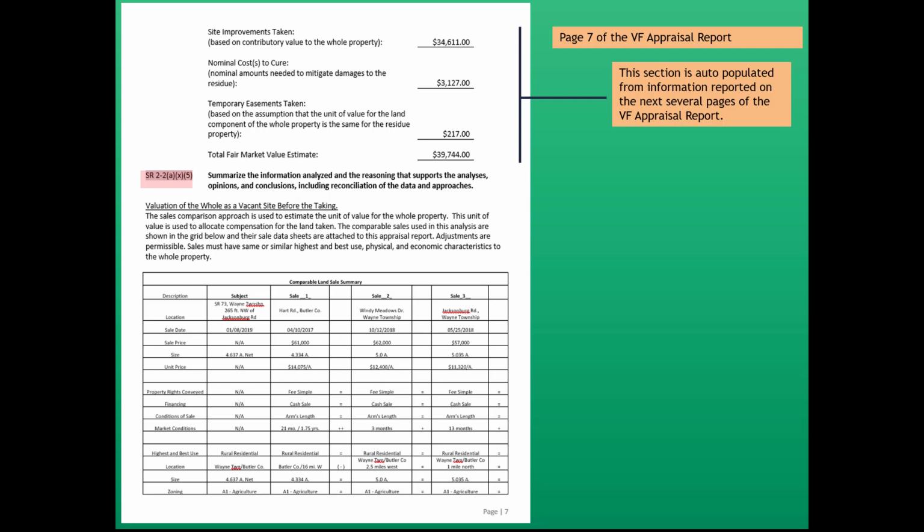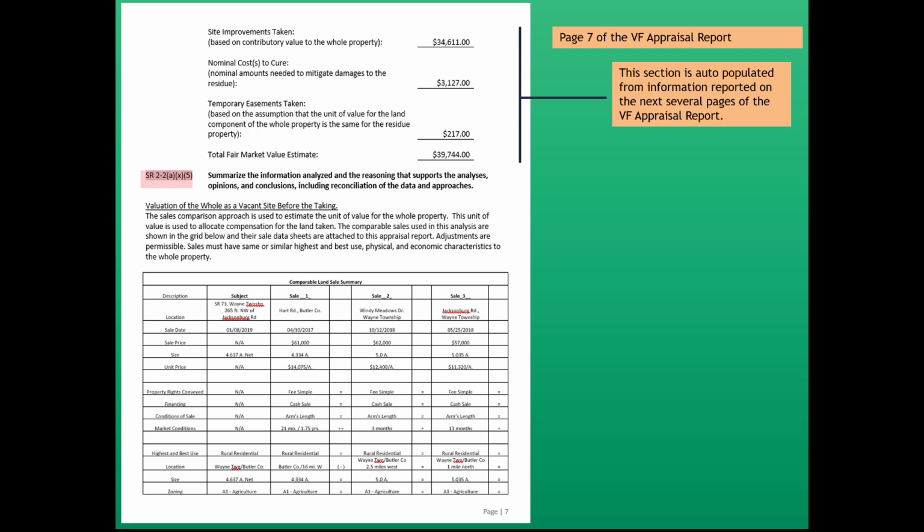So first is the valuation of the whole as a vacant site. And in this paragraph, it says we're using the sales comparison approach. We're going to develop a unit value of the land as a vacant site, and we're going to allocate that to the land taken. We use an adjustment grid, which is shown here.